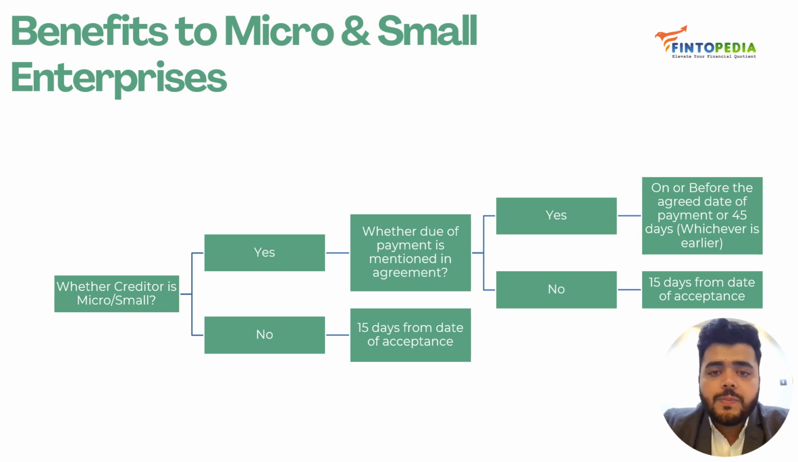Okay, so we have all heard about MSME: micro, small, and medium. On the medium part, this provision is not applicable. I have given an easy flow chart, a decision-making diagram. Is the creditor a micro or small enterprise? If yes, is the payment term mentioned in the agreement? If yes, then within 45 days such payment has to be made, or else such expenses will be disallowed. If not, the same case applies for 15 days everywhere.